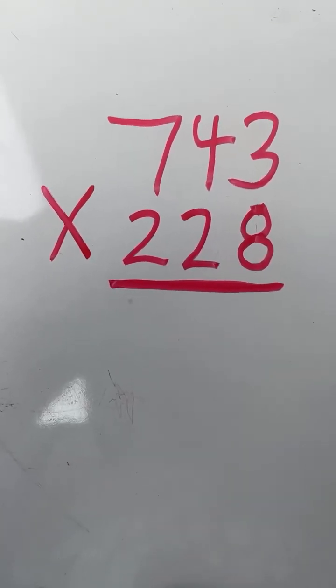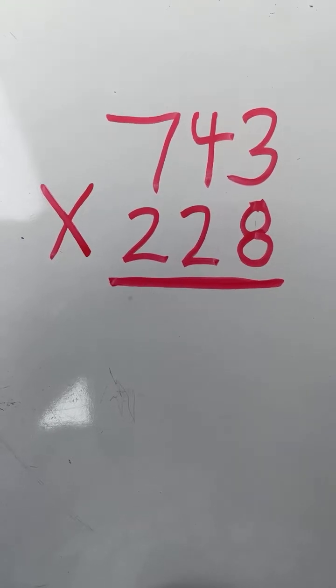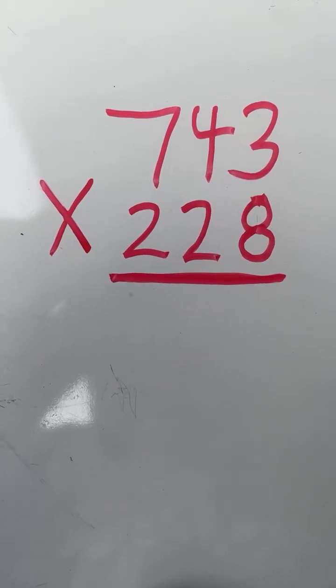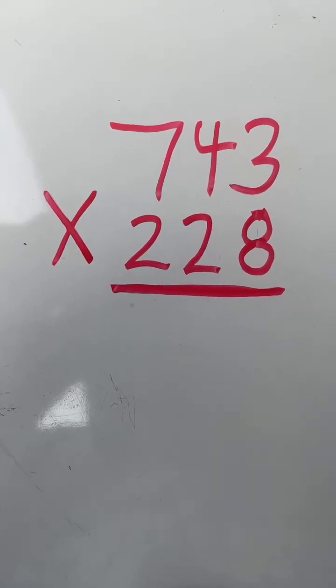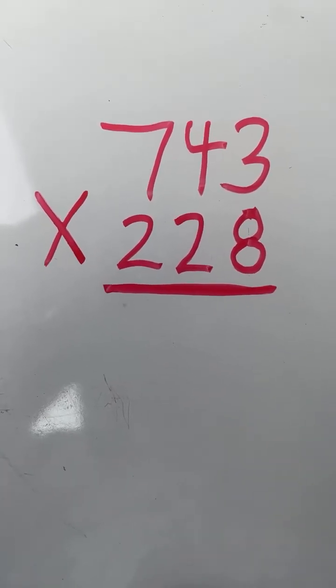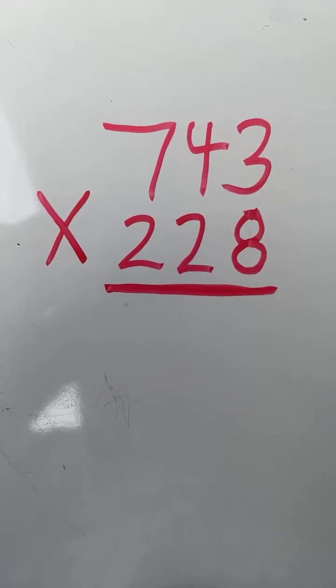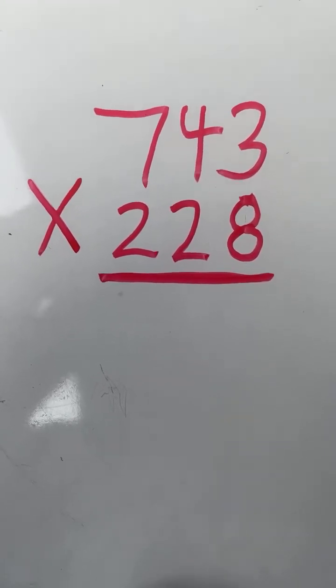So this video, this live stream, is going to be a review of 3-digit by 3-digit multiplication. Our first example problem is 743 times 228. And we're going to go through step by step how to solve that problem.